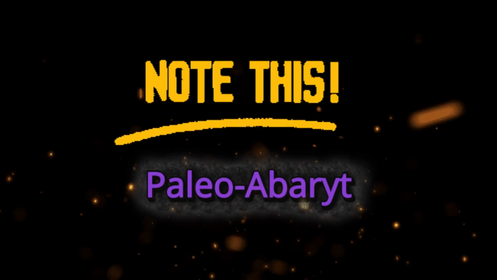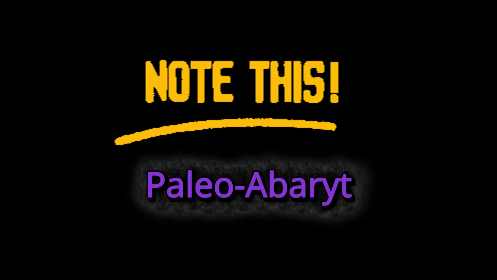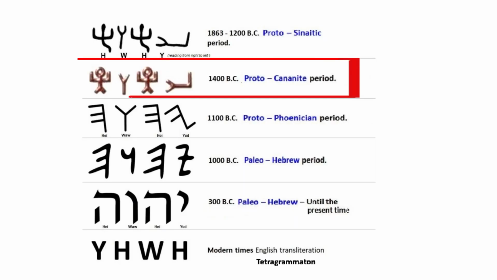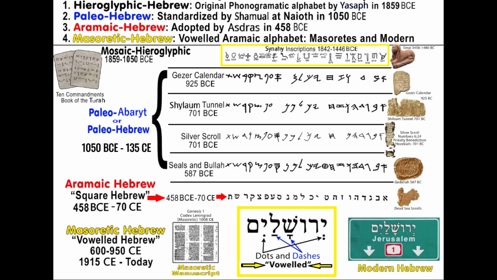Paleo Abary, also called Paleo Hebrew, used approximately between 1000 BCE and 135 CE in the regions of Yasharal, according to Hadabar, the word. Developed from Proto-Kanani scripts used between roughly 1050 and 458 BCE.